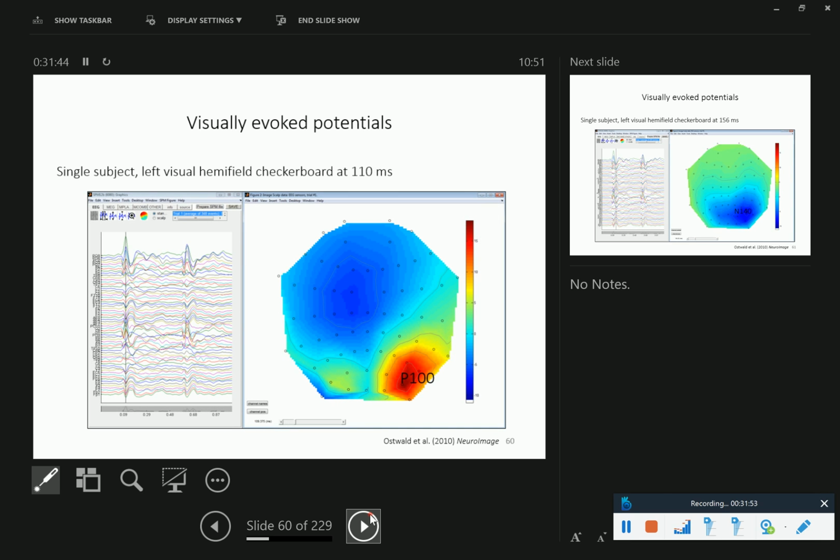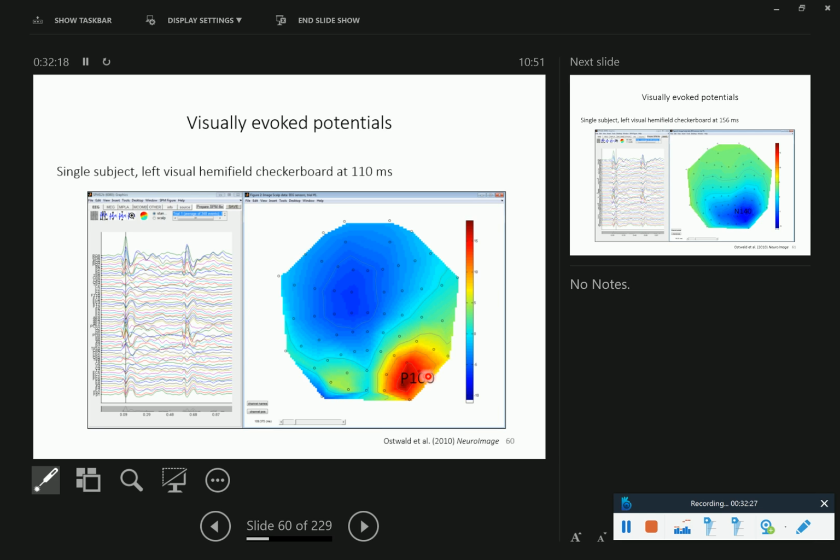to 100 milliseconds, and you can see that there is positivity at 100 milliseconds on the contralateral side to the stimulus presentation. The stimulus was presented essentially where the word checkerboard is written. And then, of course, because of the way, as you all know, the visual system is set up, most of that gets projected to contralateral visual cortex, and you get a positive response here.